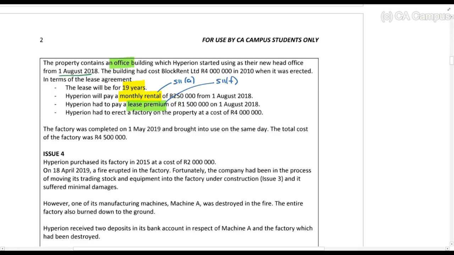And Hyperion had to erect a factory at a property at a cost of 4 million rands. Okay, so this is section 11G at a cost of 4 million rands. The factory was completed on the 1st of May and brought into use on the same day. That's in the 2019 year. The total cost of the factory was 4.5 million.